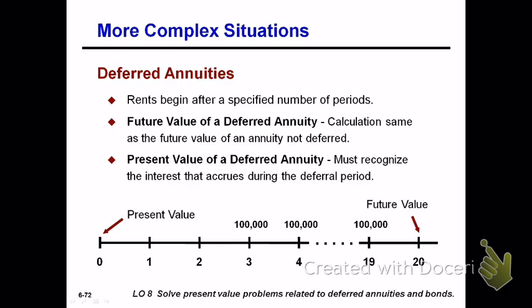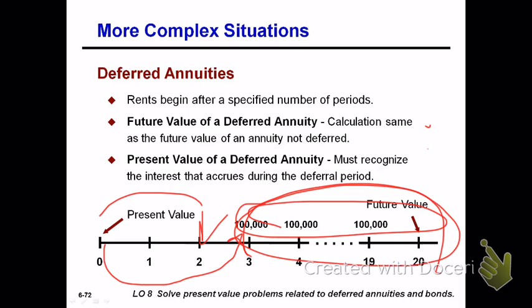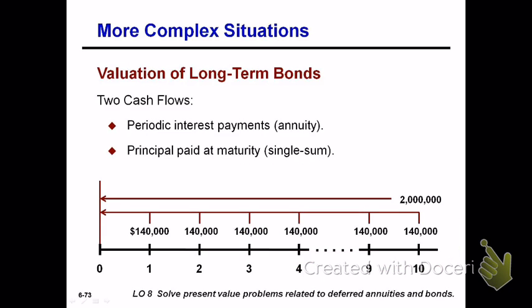So deferred annuities, it's when you have a period of time before your rents start to flow. You can calculate the future value for a deferred annuity or the present value for a deferred annuity. Basically what we're going to do is calculate the annuity to some point in time and then calculate a lump sum back to the current date. An example of when you might use this could be pensions.